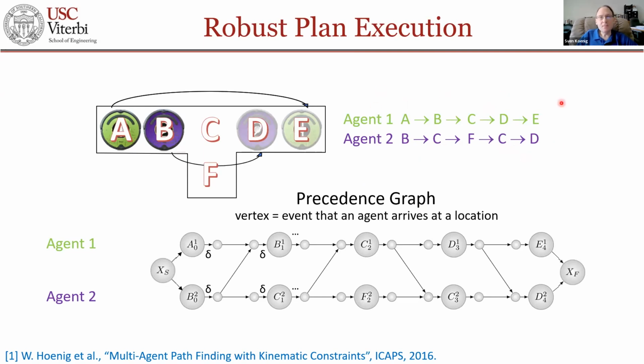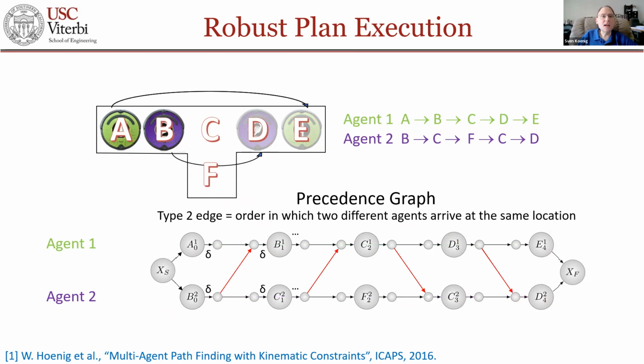So we take this plan and we compile it into this precedence graph here, where the bubbles correspond to events, namely the event of a robot entering a certain location or being in a certain location. And arrows here correspond to precedences between events. So an arrow here, for example, says that the green robot first needs to be in A, and then in B, and then in C, and then in D, and then in E, corresponding to the plan. And the same for the blue robot.